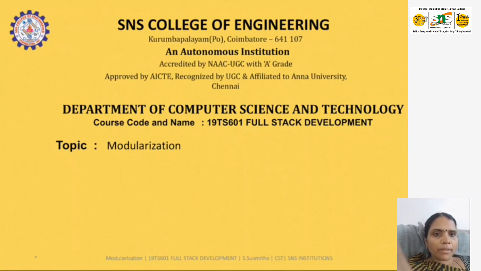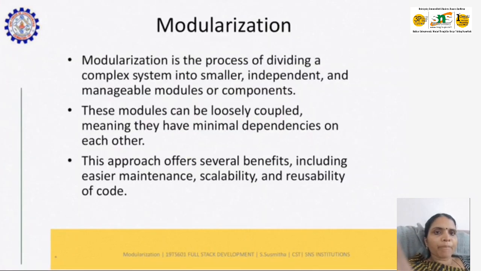Today we are going to discuss modularization. Modularization is the process of dividing a complex system into smaller, independent, and manageable modules or components. These modules can be loosely coupled, meaning they have minimal dependencies on each other. This approach offers several benefits, including easier maintenance, scalability, and reusability of code.